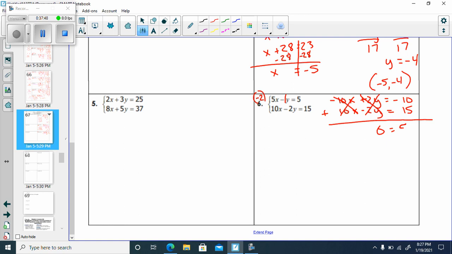-10 plus 15 is 5. You have no solution. Okay, now, guys, you could have looked at it this way. Let's just take it logically and look at it.